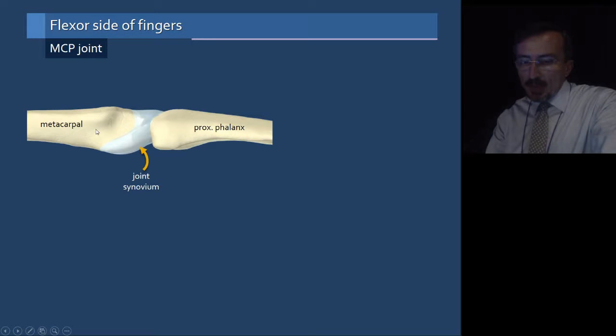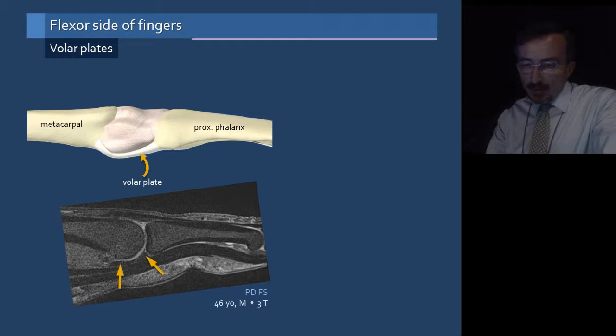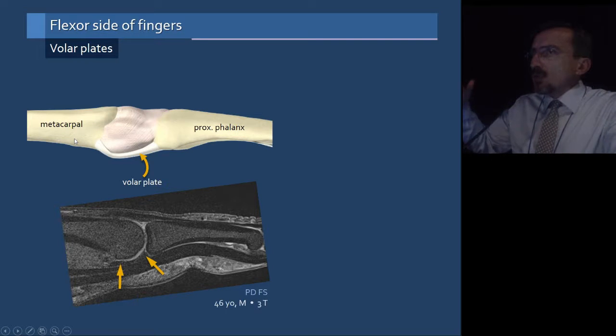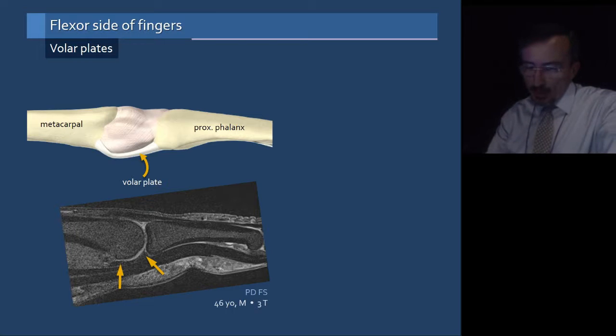This is the metacarpophalangeal joint. This is the joint synovium. And just over it is the joint capsule. And just underneath it, you can see that there is this Waller plate that attaches to the proximal phalanx and also the metacarpal. And the same is also true for the proximal interphalangeal and distal interphalangeal joints.